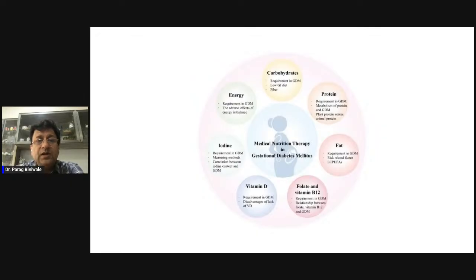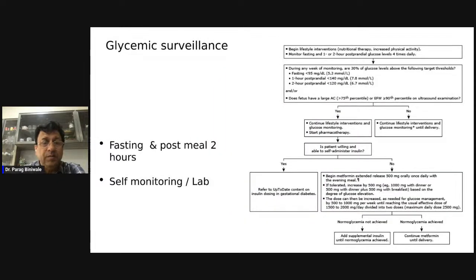So we must calculate the requirement of carbohydrates, especially in women who have GDM. So a low GI diet is important. Fibers should be adequate. Protein, energy, fat, all these should be measured and the woman asked to consume them. Of course, it is important that we give supplements of vitamin D, folic acid, B12, and even iodine in order to maintain good nutrition in these women.